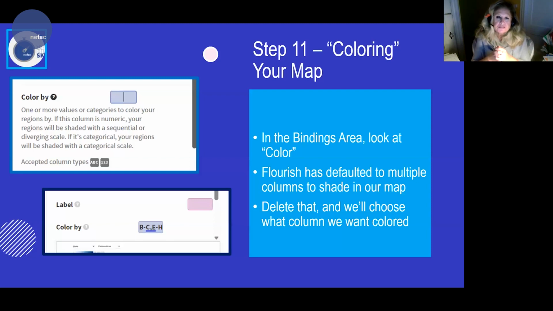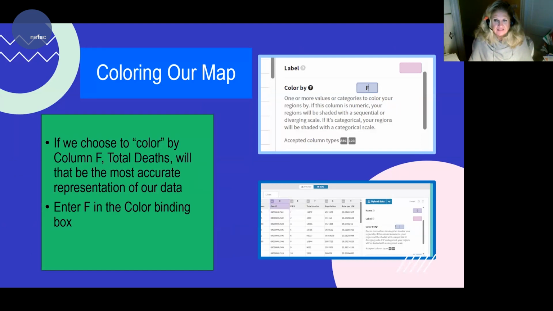All right, so turn your focus over to the right-hand side of the screen, the column bindings area, and go ahead to the option called color by and just delete the letters that are in that color by section. We're not going to visualize multiple letters here. We're just going to visualize one column. And let's visualize by total deaths. So in the color by option, enter the column F, which is the total deaths in our data.